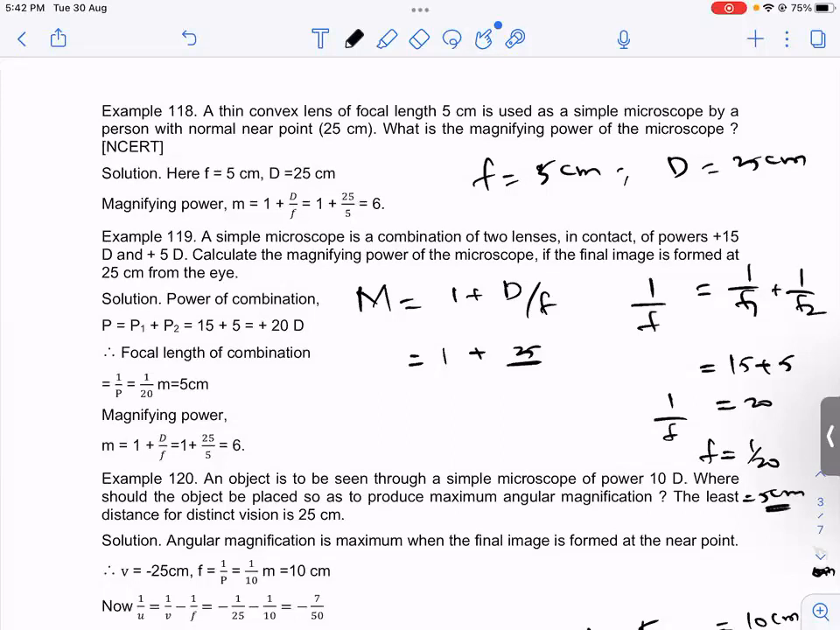So this is 5 centimeter. Actually, you will get it as 0.05 meter. Right. So take it and substitute it here. The answer is the same as the previous case. So both are the same problem, except that there they directly give you the focal length, and here they ask you to find the focal length first. So clear? Make a note of this.